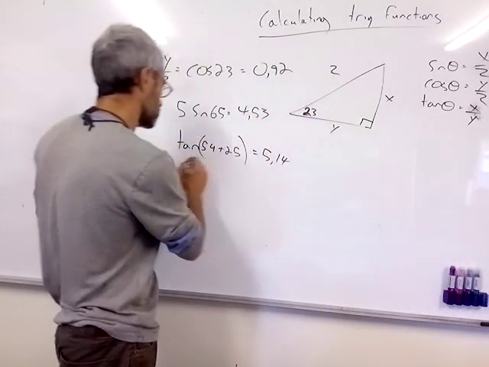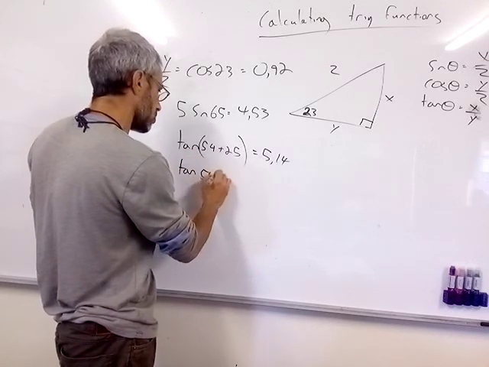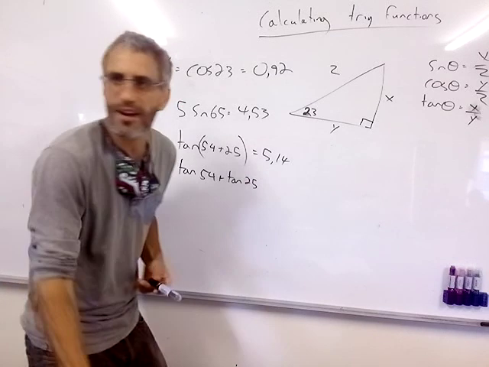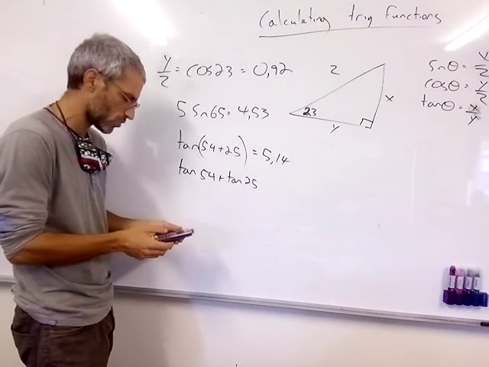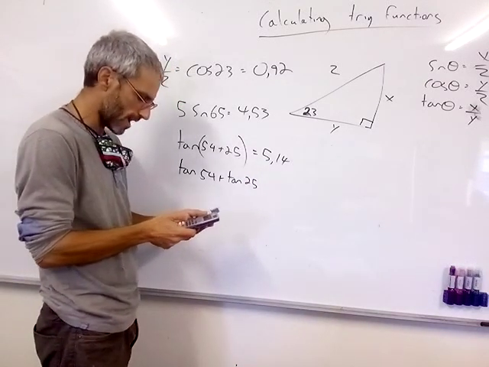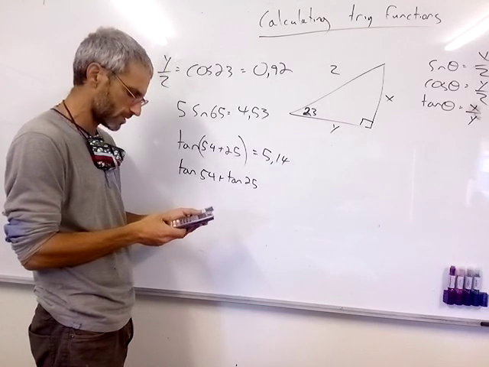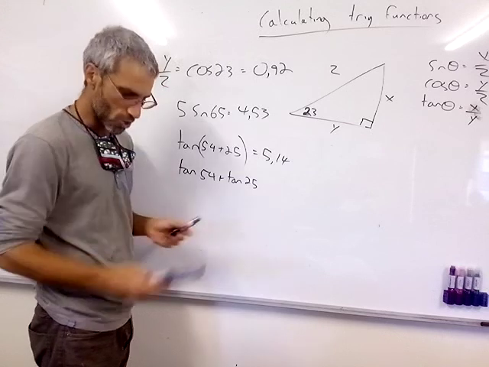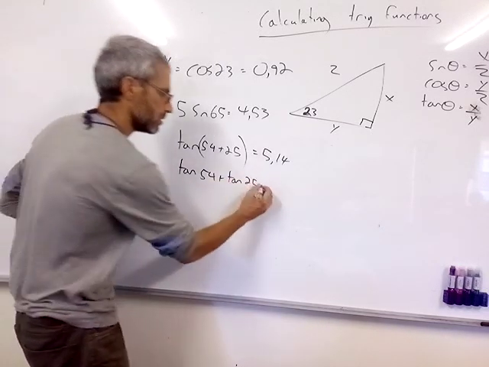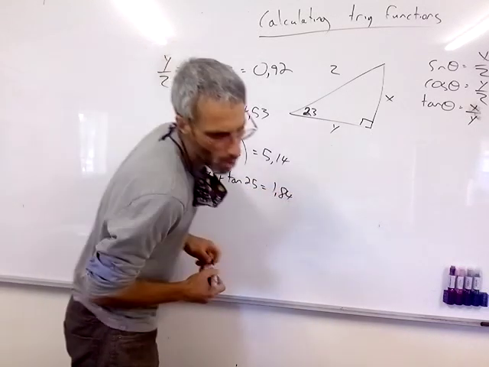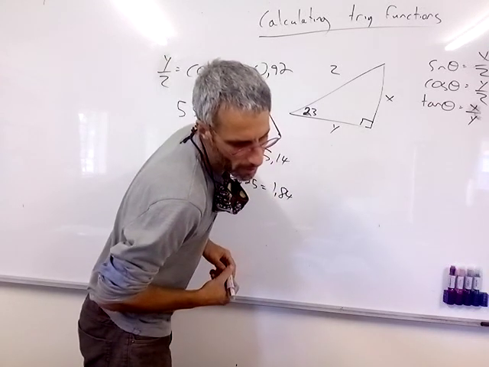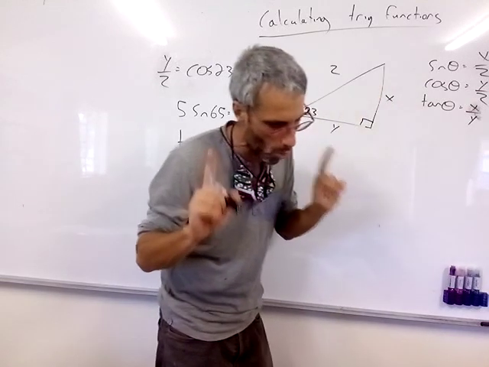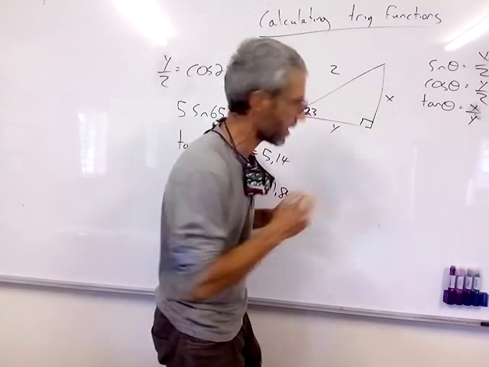Let's see if there's anything else special. Let's do this one. Tan 54 plus tan 25. You just write it down. There's no trick here. So you write tan 54, close the brackets, plus tan 25, close the brackets. You get 1.84. Maybe one more. Definitely one more.